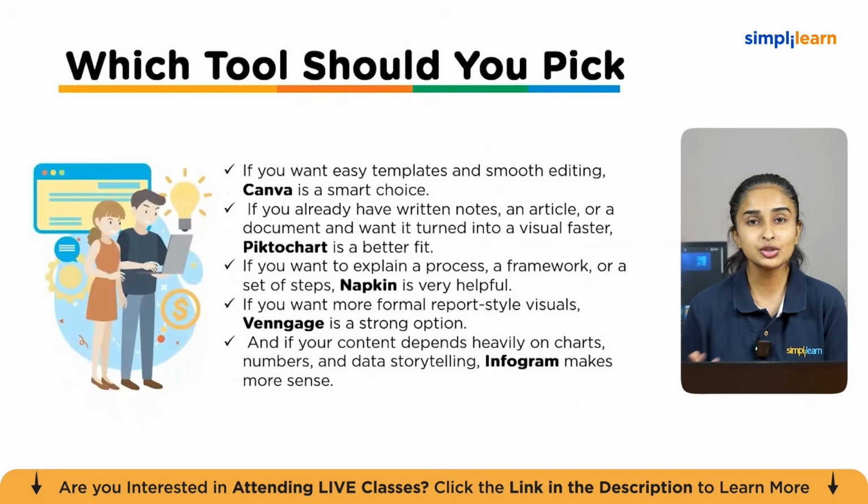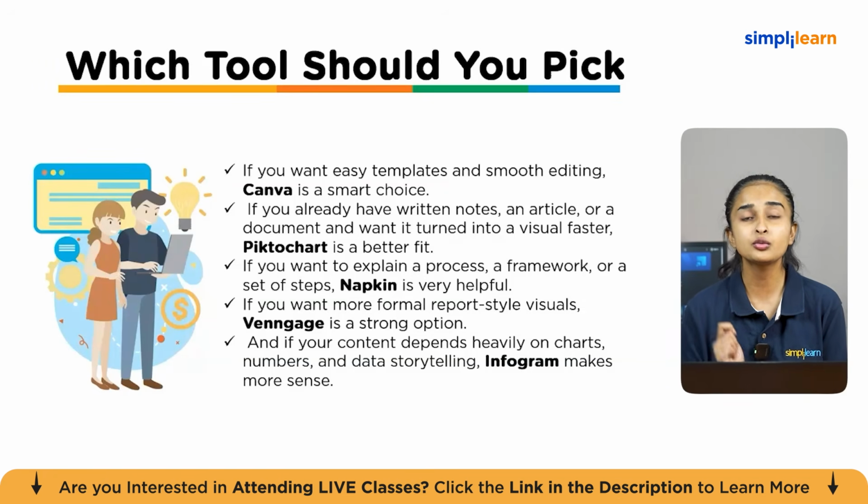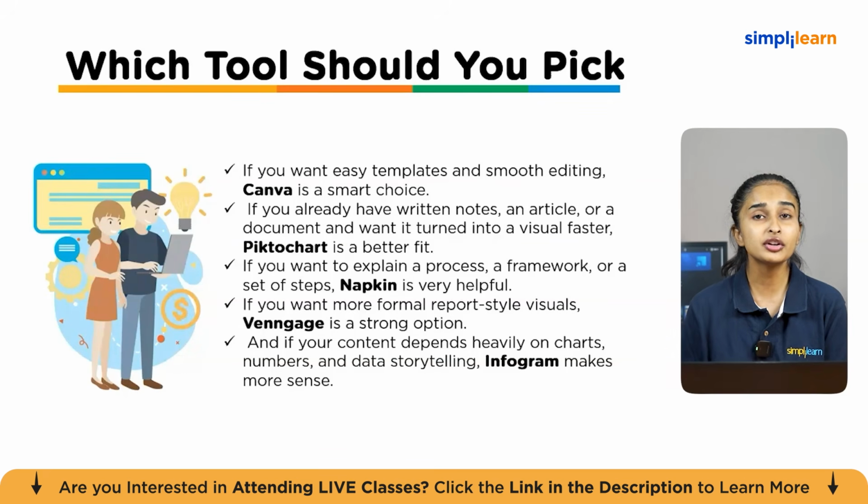At this point, the biggest question is not which tool is best overall. The real question is which tool is best for your need. So if you want an easy template or smooth editing, Canva is a smart choice. If you already have written notes, an article, or a document and want it to be turned into visuals faster, Piktochart is a better fit. And if you want to explain a process, frameworks, or a set of steps, Napkin is very helpful. And if you want more formal report-style visuals, Venngage is a strong option. And if your content depends heavily on charts, numbers, and data storytelling, Infogram makes more sense.